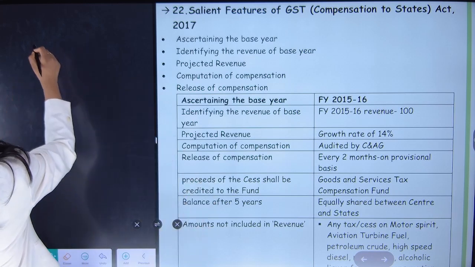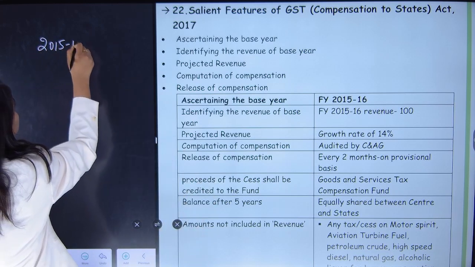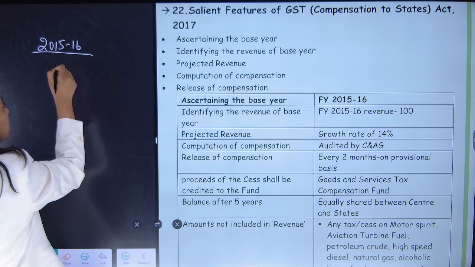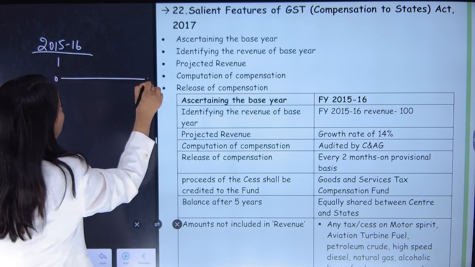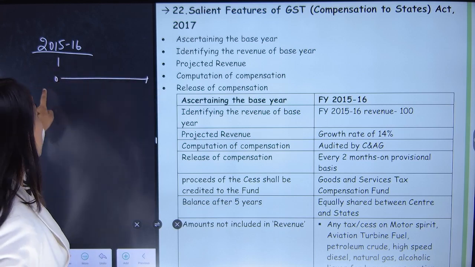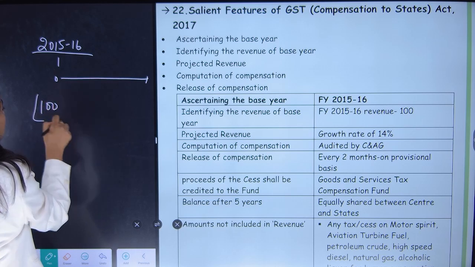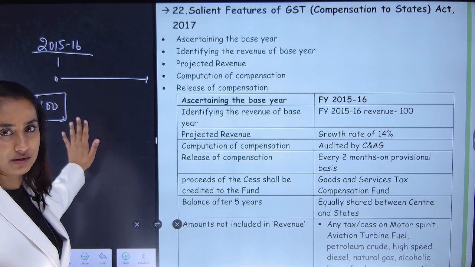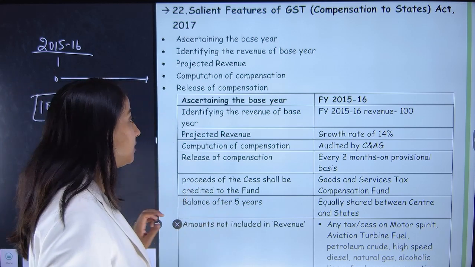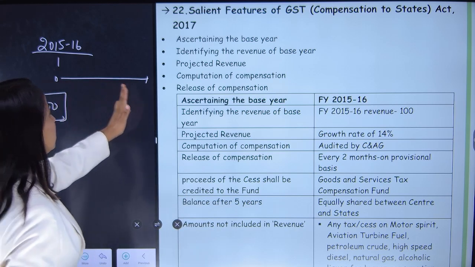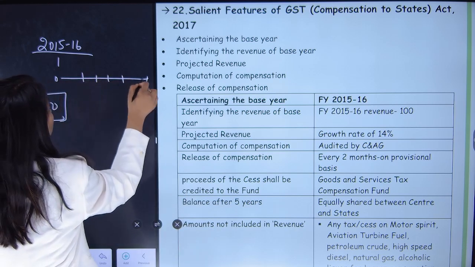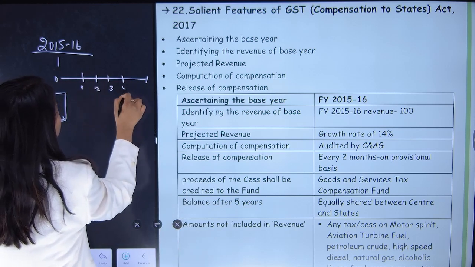So let's say your base year was 2015-16. This is point number 0. Now you have to identify the revenue. Let's say the revenue of one state is 100, for simplicity's sake. Then you also have to see the projected revenue for years 1, 2, 3, 4, 5.